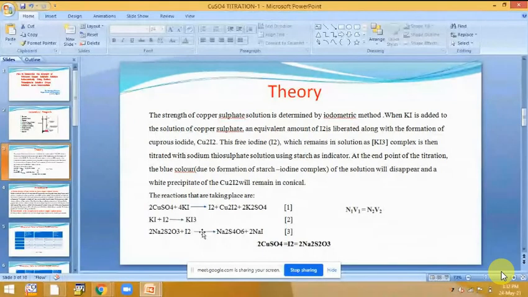And one more question: in this case, how is the oxidation state of copper changing? You see in copper sulfate, the oxidation state of copper is +2, and in Cu2I2 it changes to +1. So reduction of copper sulfate is taking place. That means it acts as an oxidizing agent. Copper sulfate here acts as an oxidizing agent because reduction of copper takes place from +2 to +1.